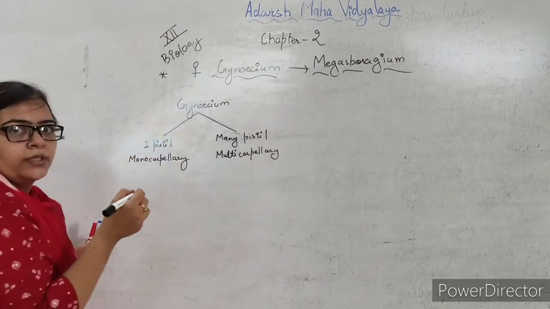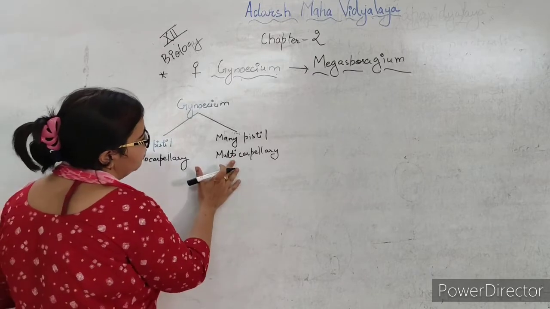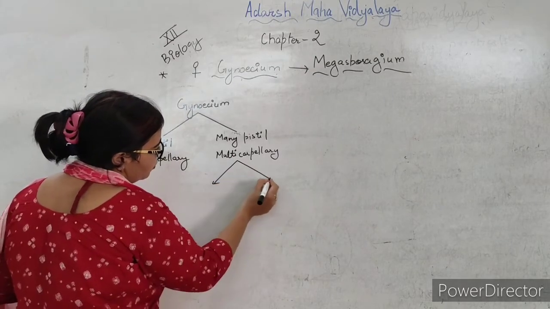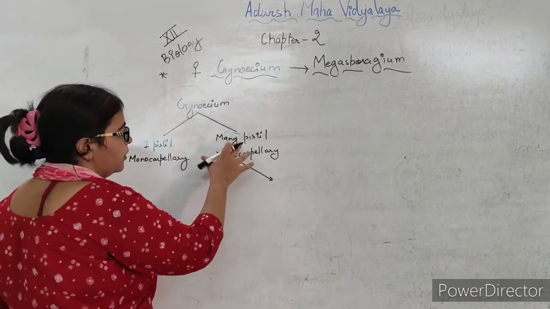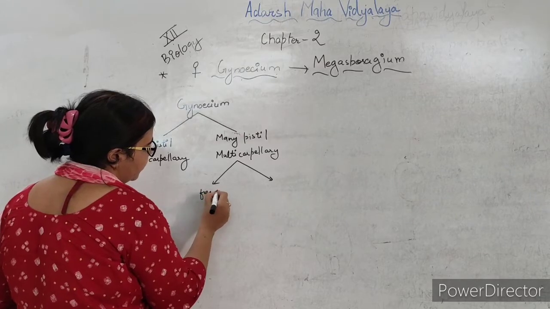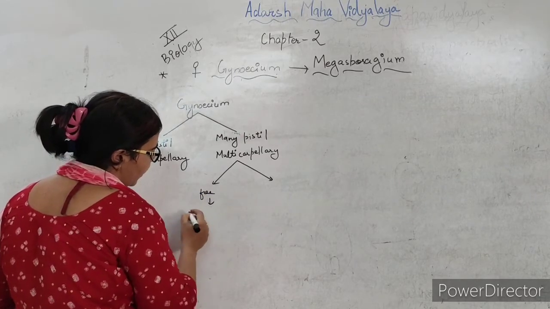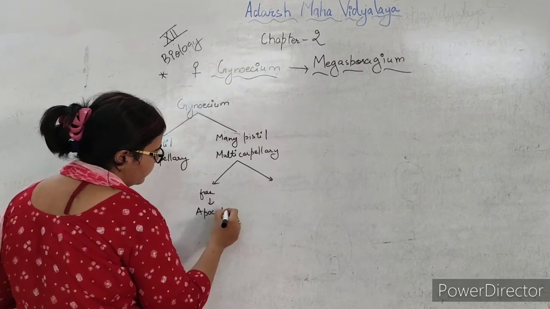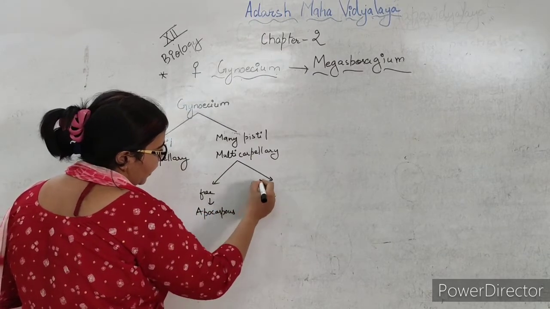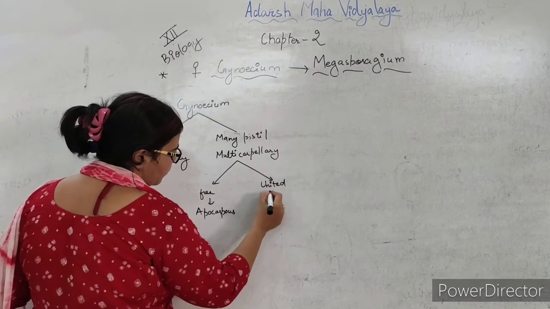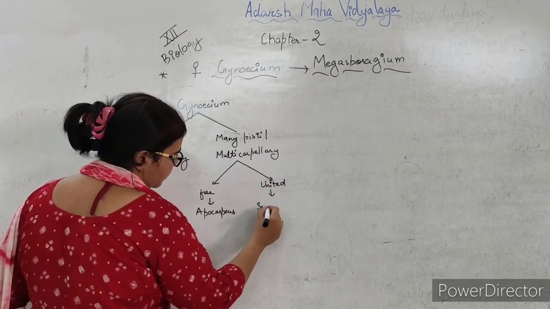Pistil and carpel are one and the same thing. Now this multicarpellary also has two divisions, that is, if the pistils are free, this condition is called as apocarpous, and when they are united or fused, we call this as syncarpous.